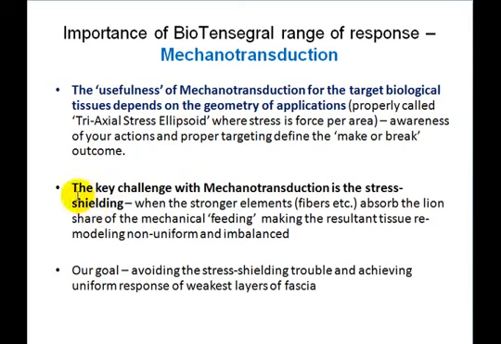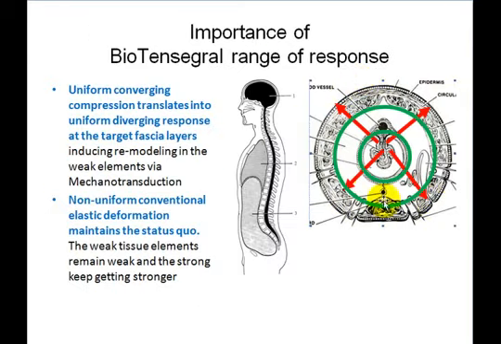The key challenge with mechanotransduction is the stress shielding. The stronger elements, namely the outer layers, shield the deeper layers, right? When you try to deliver compression from the outside, they are the first to respond, and that creates the aggravation of the imbalance. The more you load them, the more they respond in the elastic manner, which is their modality of development. Boom, what happens? They get stronger and the weak ones remain weaker. So bypassing, overcoming the stress shielding is the key thing.